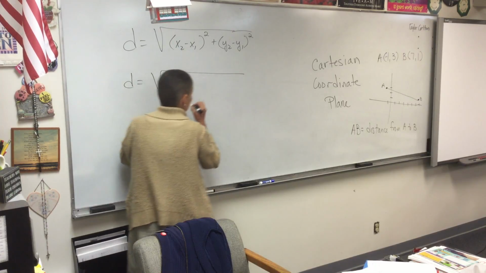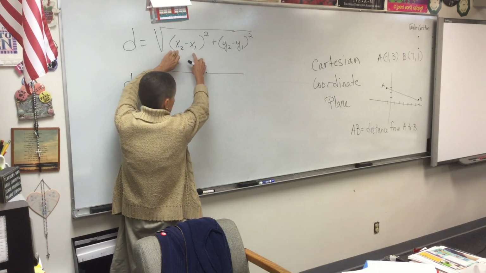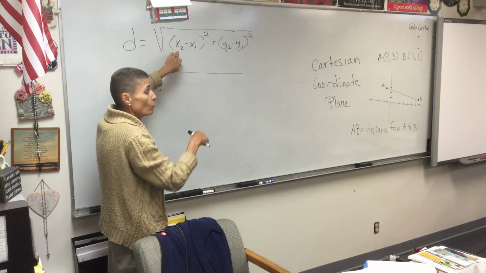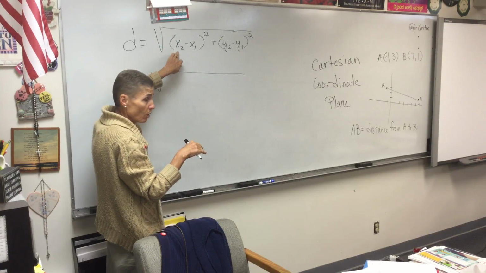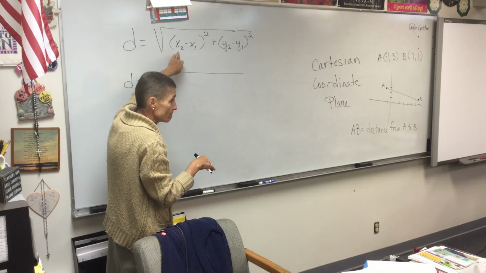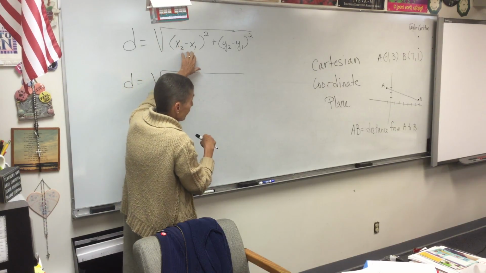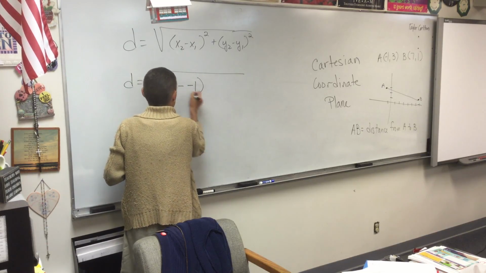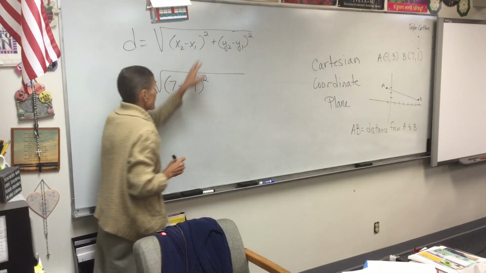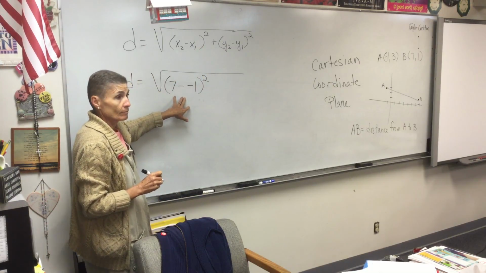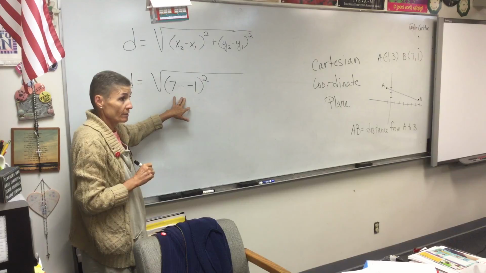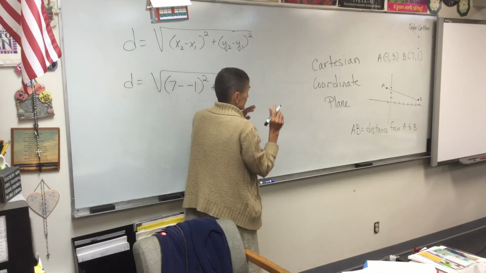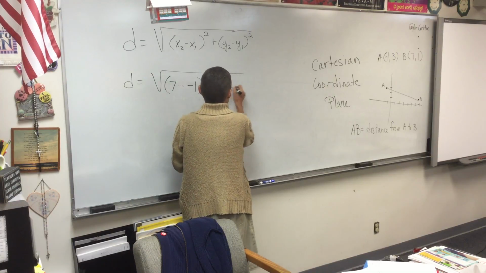Here we go. This says take your x's and subtract them. It doesn't matter which one is x2 and which one is x1. It doesn't make any difference. We're going to subtract our x's. So I'll take 7 minus -1, and I'm going to square that. Everybody see where I got the 7 and the -1? All right, now I'm going to do the same thing with my y's. 1 minus 3.